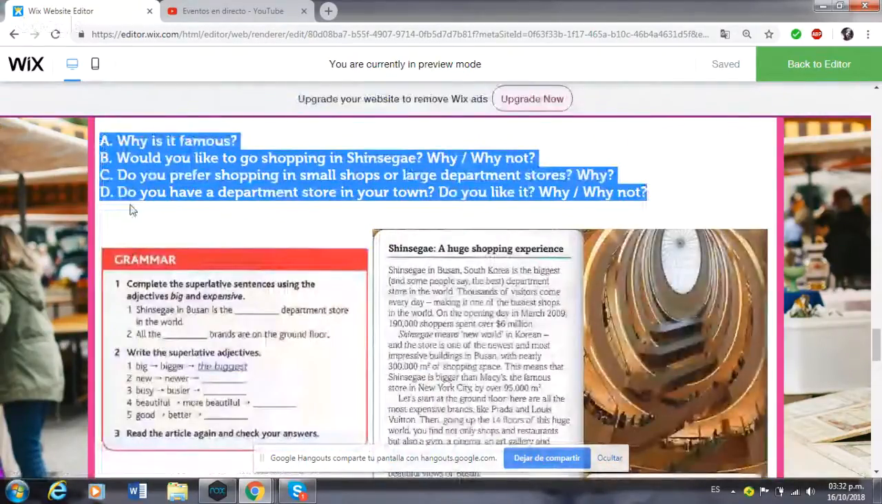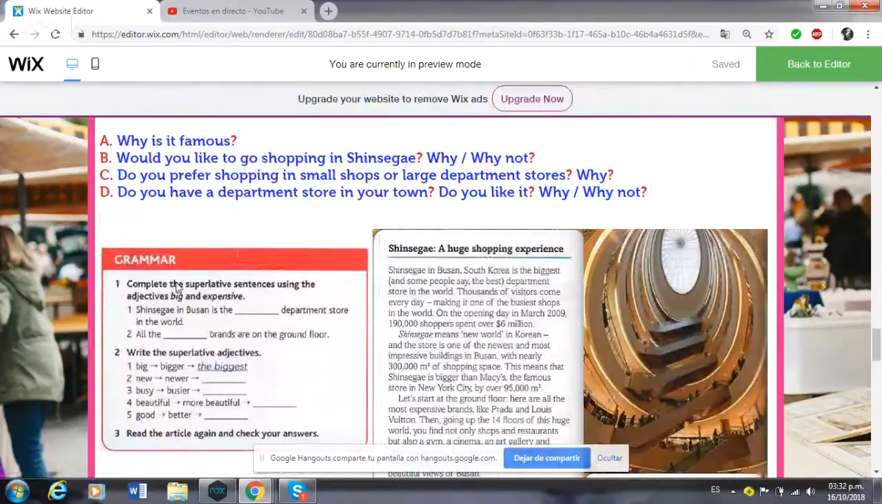And then you need to complete some sentences where it says grammar, in superlative form. Remember, we are studying the superlative form. Then you need to complete these sentences with the correct superlative form, using the adjectives big and expensive. For example, one Shinsegae in Busan is the, what do you think? What is the correct word, in superlative form? Is the department store in the world.